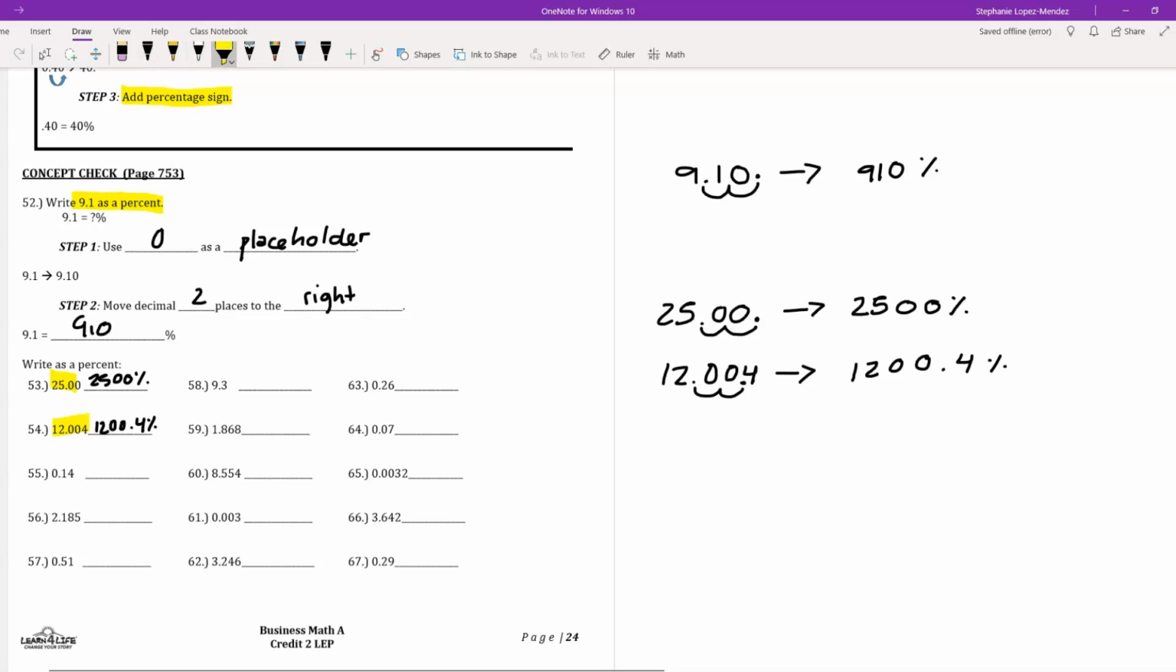Now problem number 55 is 0.14. So I write down 0.14. I do not place any 0 because it has enough numbers. So I move the decimal 2 times to the right. And now I have 14%.